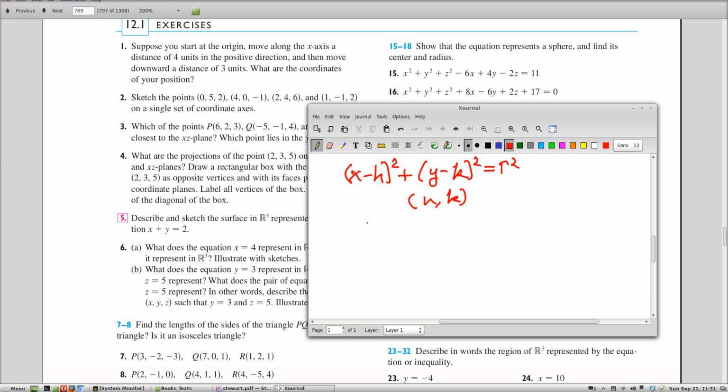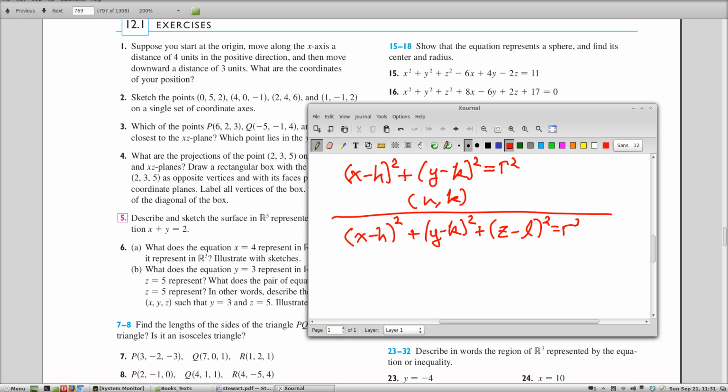The three-dimensional analog of that is a sphere, and the basic form of a sphere is x minus h squared plus y minus k squared plus, now I've got to pick a weird letter, z minus, should have thought of this beforehand, h, i, j, k, l, how about l, squared equals r squared.